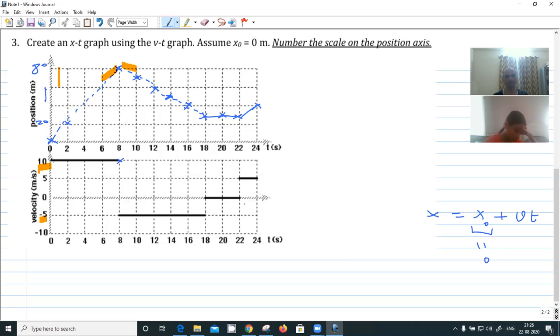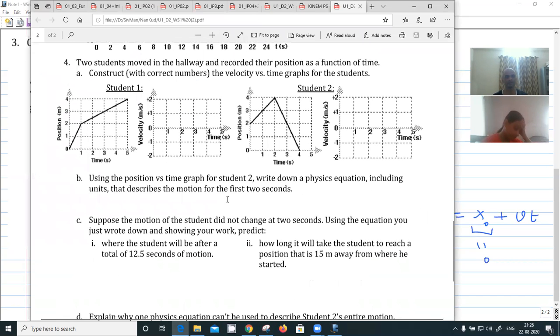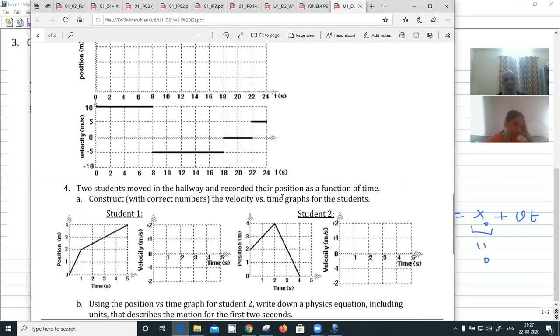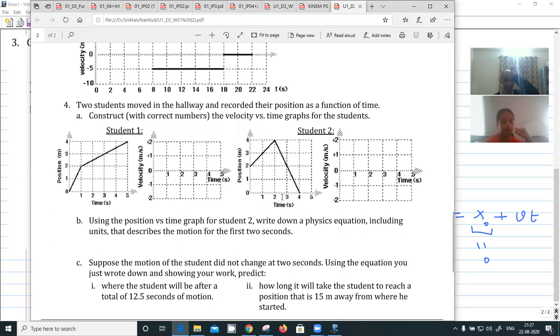Right, I think this is done then. We're on number 4 now, the last one. Two students moved in the hallway, regarding the position as a function of time, construct with correct numbers the velocity versus time graph. This is the reverse of the previous one. What about we do it separately so we can see if I know how to do it? Okay.